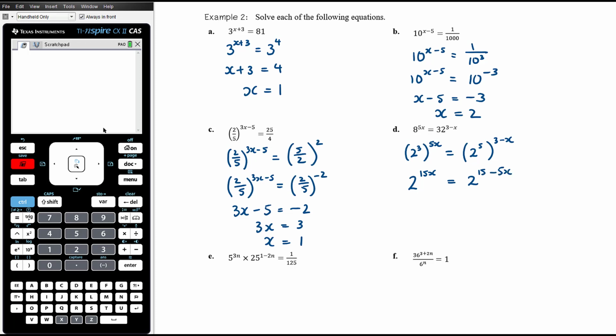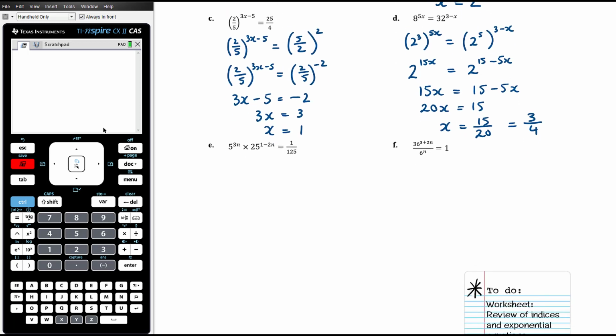Now we have a single exponent with the same base on both sides of the equation, so we can equate the exponents. 15x equals 15 minus 5x, adding 5x, 20x equals 15, and so x is 15 on 20, common factor of 5, so that is 3 on 4.